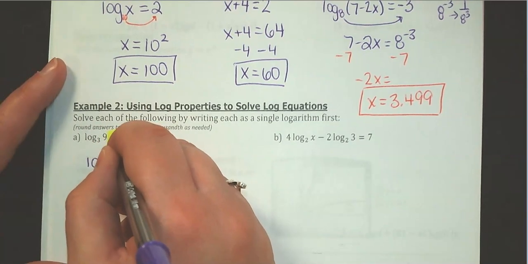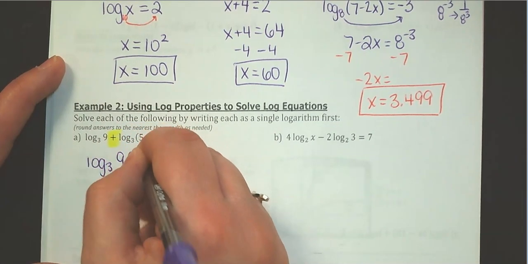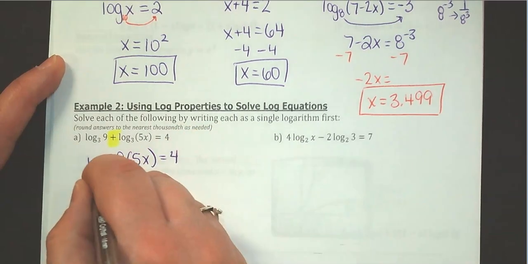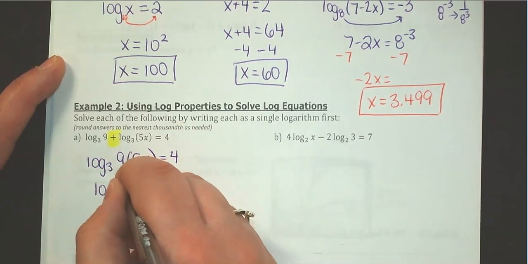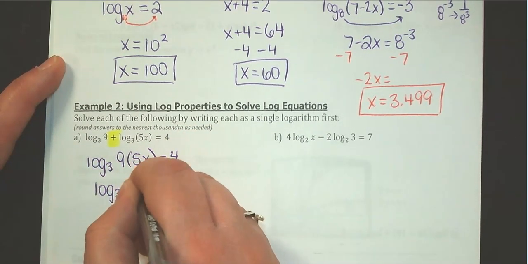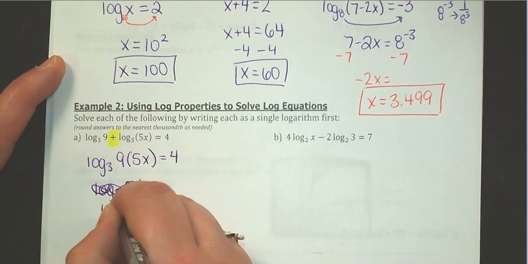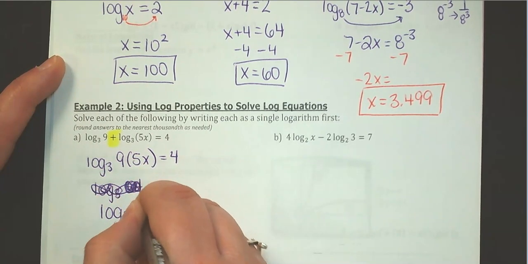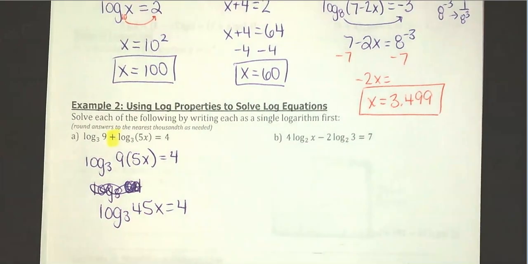And skip this step if you want to just go ahead and multiply it. But I'm going to do 9 times the 5x, which would really result in, oh my gosh, don't write down what I just did. Okay. 45x equals 4. So then this turns into the problems we were just doing.